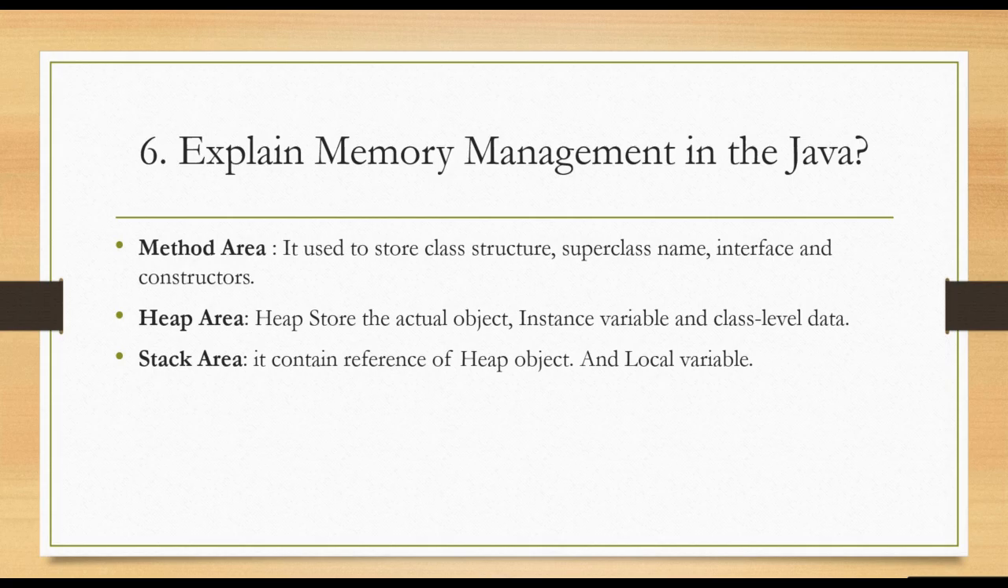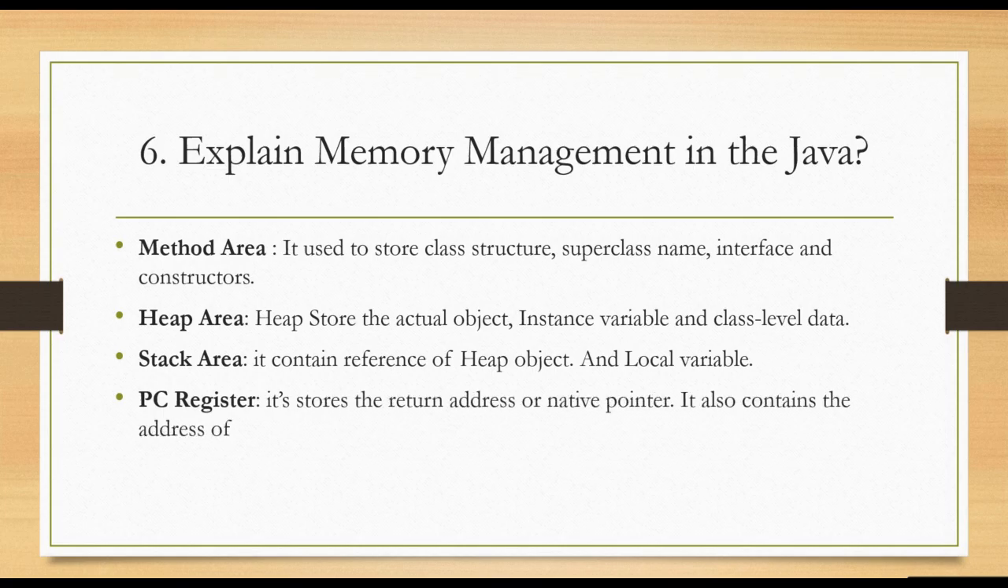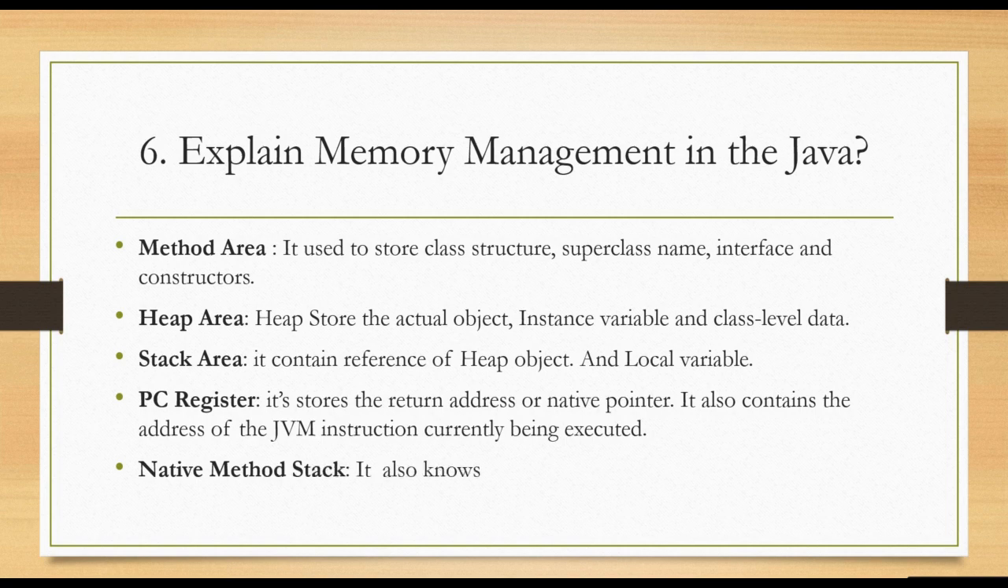The next area is the PC register. The PC register stores the return address or native pointer, and it also contains the address of the JVM instruction currently being executed. The next area is the native method stack. The native method stack is also known as the C stack. It is a stack for native code written in a language other than Java.